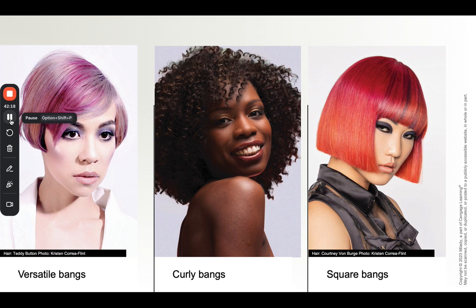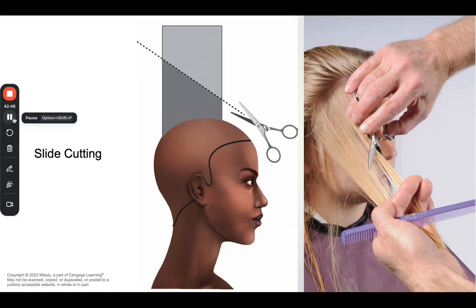Versatile bangs are ideal for all hair lengths. This bang type can be worn on either side. And you can create a versatile bang with a shear or a razor. Curly bangs are designed for all hair lengths. This bang type can be worn on either side as well. And then we have square bangs. Square bangs are designed for all hair lengths. And this bang is created using a shear and can be worn heavy or very soft.